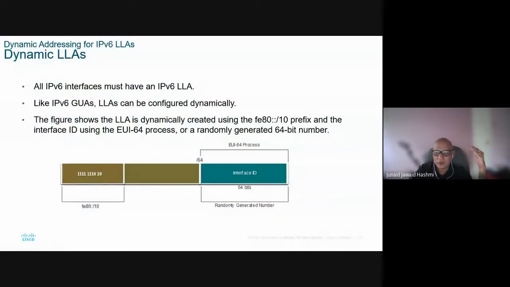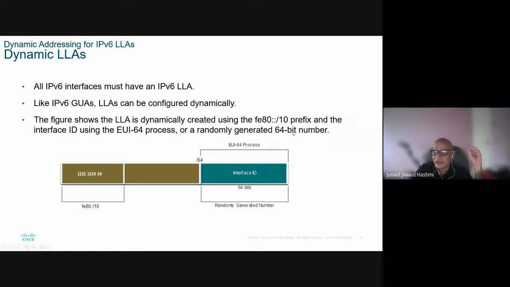Okay, the link local address here. Each interface must have a link local address. LLAs can be configured dynamically. So here you see LLA is dynamically created using the FE80 prefix, which is the network ID.